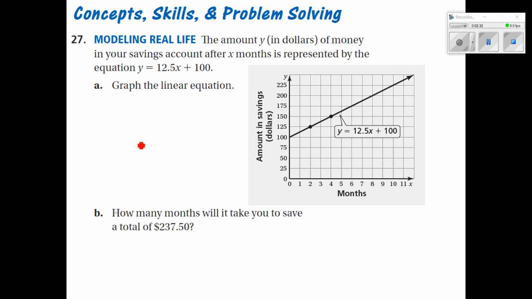I'm going to work my problem over here to give me a little room. I'll say I have $237.50. That has to equal 12.5x plus 100. And we're searching for the amount of hours, or how many months, excuse me. And remember, x equals months. First, I'm going to subtract my 100, because I'm trying to isolate this variable x. Trying to get x on one side, all my numbers on the other. So I'm going to subtract 100 from here.